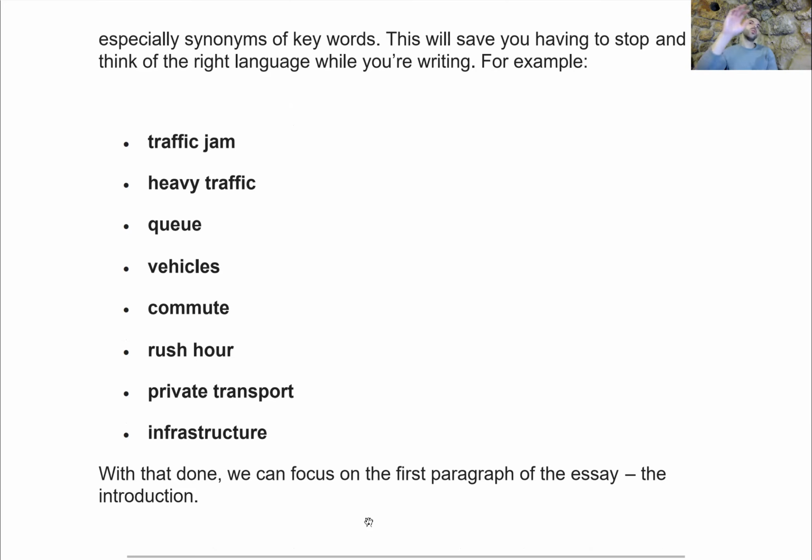Okay, so now I have read the question. I have familiarized myself with the topic words and the instruction words or the keywords of the question. I have fully understood the overall meaning of the question. I have decided on the main cause and a linked solution to it. So now it's time to write the introduction.